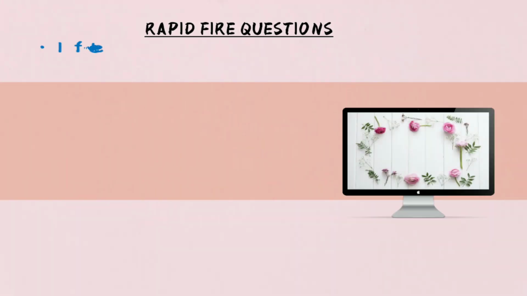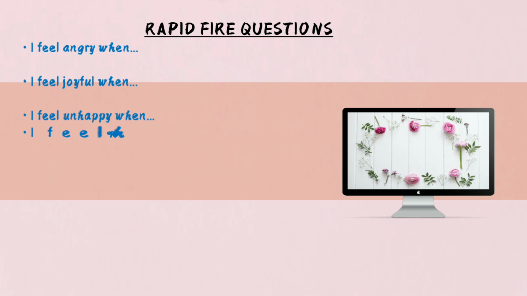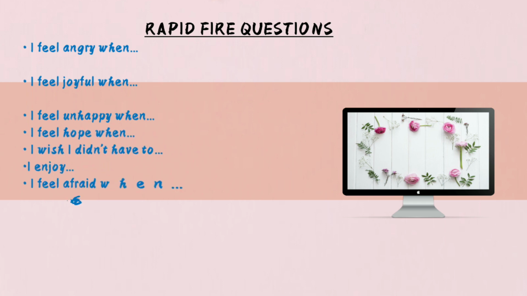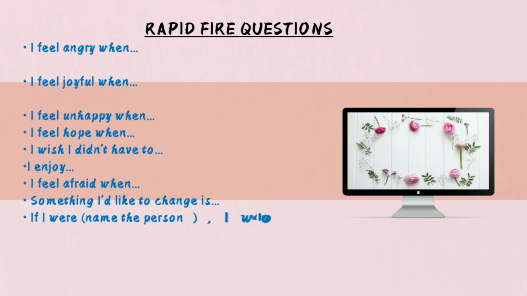Next, these are the rapid fire questions. I feel angry when, and the student will answer this question. I feel angry when somebody lies to me. I feel joyful when I play cricket. I feel unhappy when Mahendra Singh Dhoni got out, and I feel hope when I see all the awards in my closet, and I wish I didn't have to. Anything, that can be anything. I feel afraid when, something I would like to change is, that is up to my student, whatever they want to change.